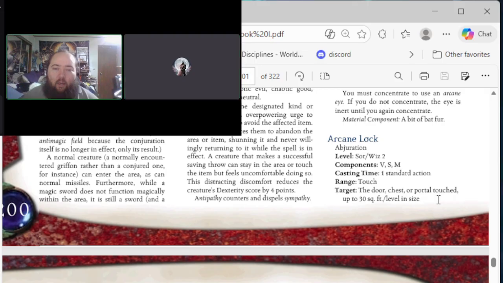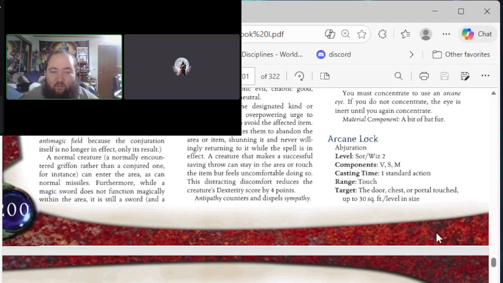Okay, the next spell, it's also a really good spell that people either use for a few sessions and then forget they have. Arcane Lock. Abjuration. Level 2 Sorcerer Wizard spell. Components: verbal, somatic, material. Casting time: 1 standard action. Range: touch. Target: door, chest, portal touched.